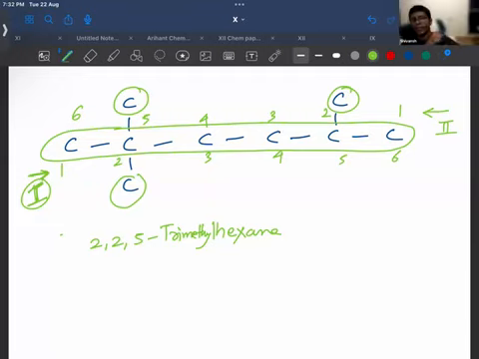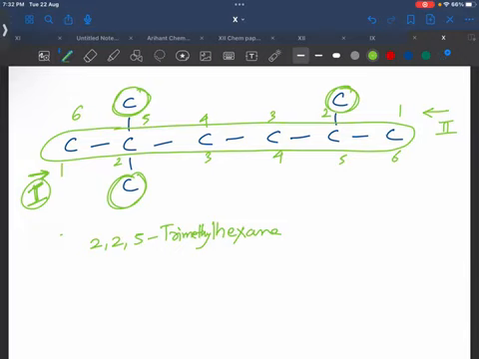Sir, I understood. So why is it trimethyl? I didn't get this part. Repeat. Why is it trimethyl? Because there are 3 similar methyl groups. एक methyl group और एक methyl group. उनका नंबर बता दिया मैंने. एक सेकंड कार्बन पे है, दूसरा भी सेकंड कार्बन पे है, तीसरा 5वें कार्बन पे है. So 2, 2, 5 trimethyl hexane.